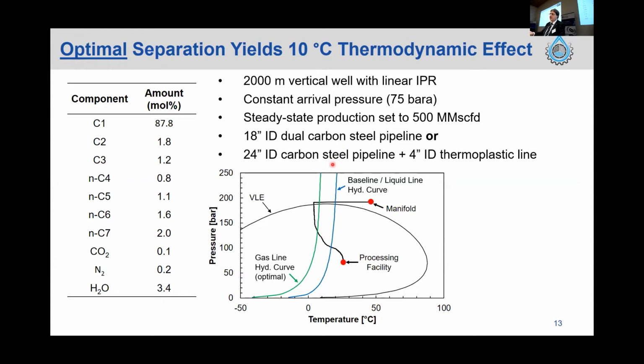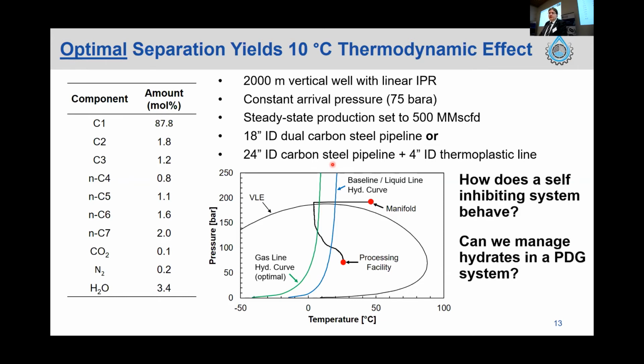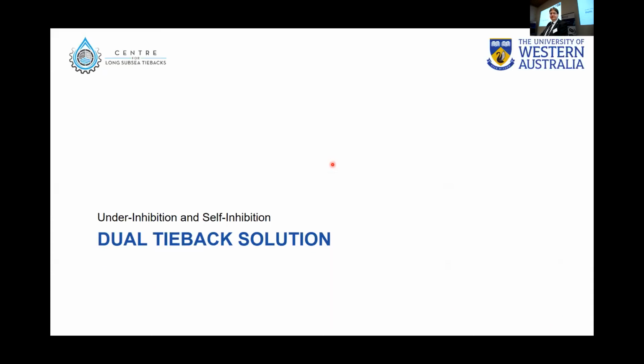Now, in reality, you're not going to see it go quite this well, but there's some potential there just for a natural thermodynamic retardant to hydrate formation. And the questions that we're really going to be asking with 2 sets of simulations are, firstly, for our dual tiebacks, how do these self-inhibiting systems behave? And then secondly, in the case of the pseudo dry gas, what advantages does that give us for hydrate management?